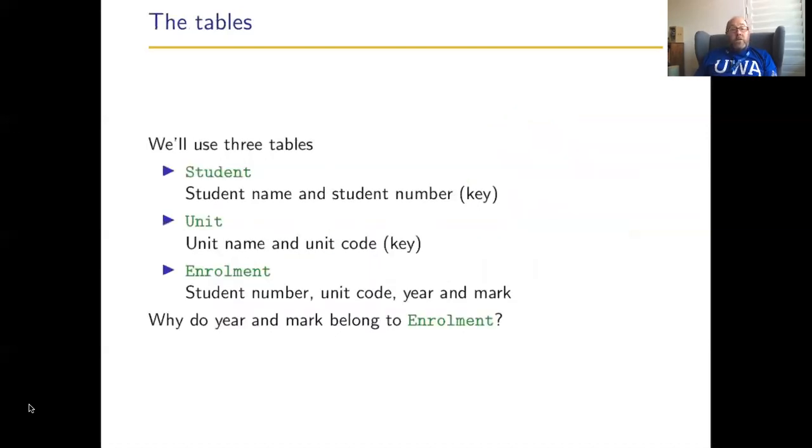Okay, so let's design or decide on the tables. We're going to use 3 tables. A table called student. Each row of student is going to contain the name and the student number, which is going to be a key field. There's going to be a table called unit, which is going to store the unit names and codes. There's going to be a table called enrollment.